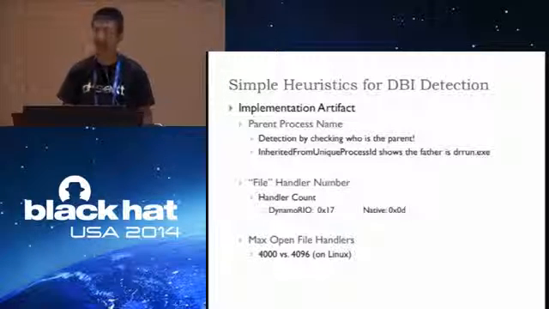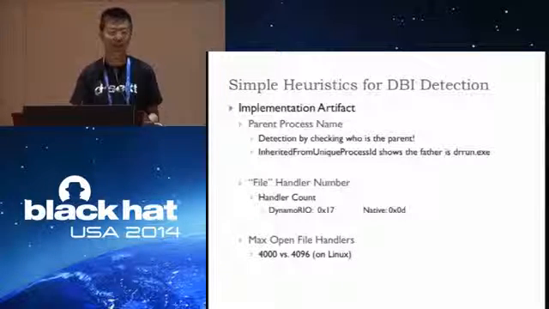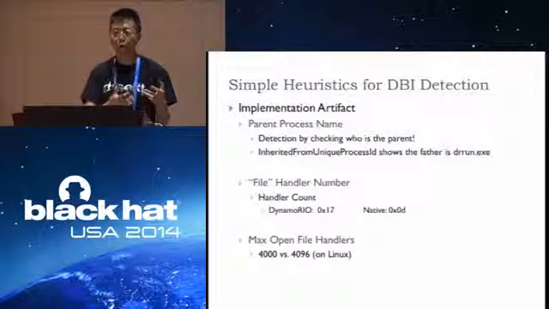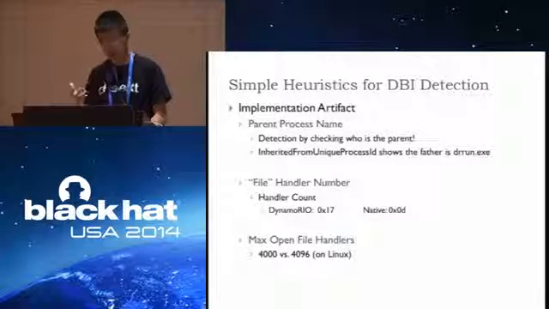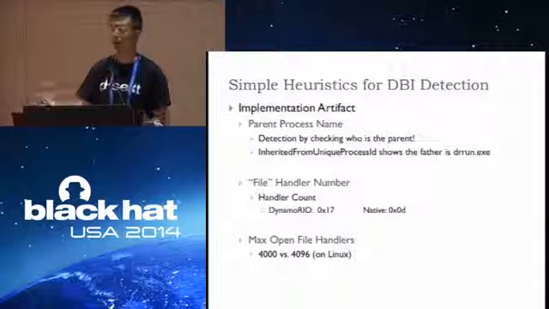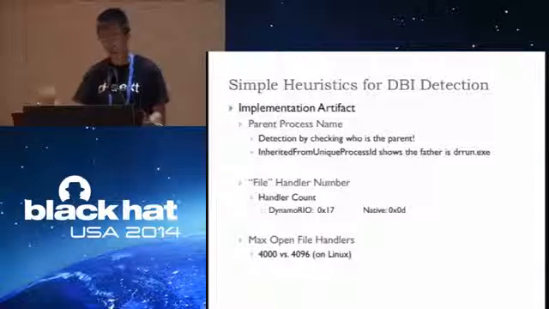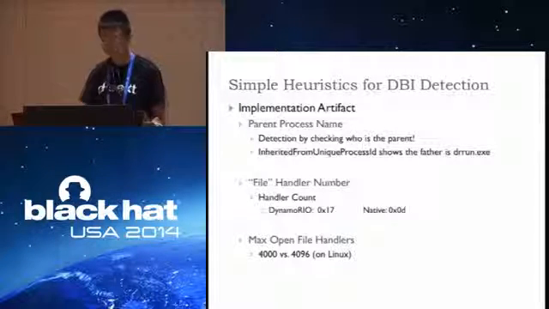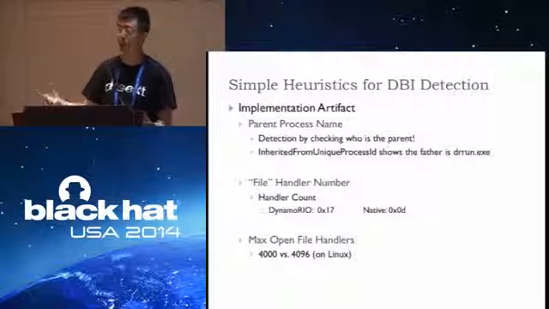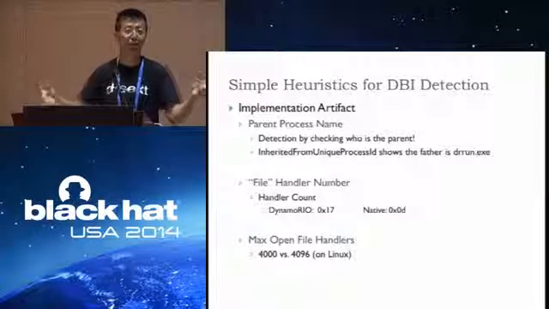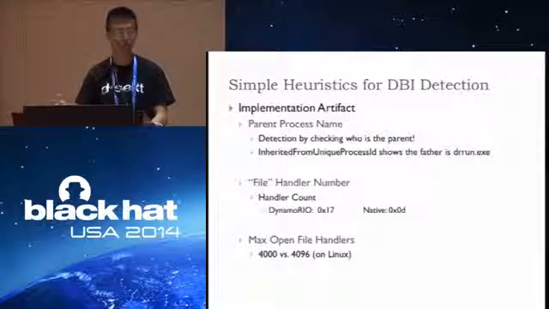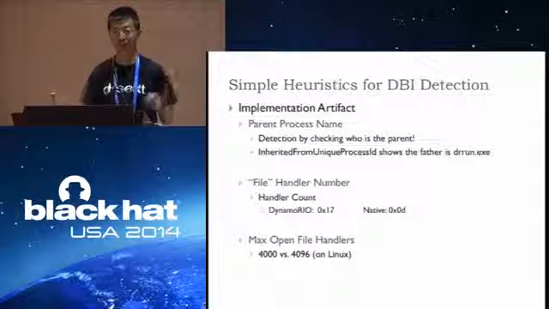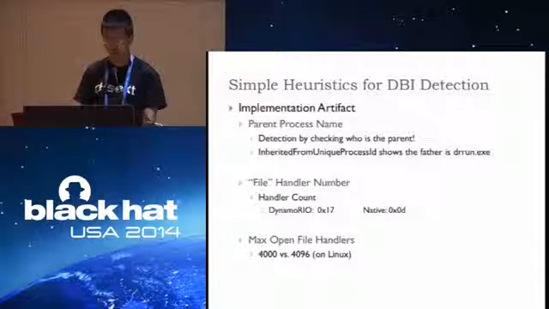That's the easy one. If you look at, for example, the first file handle you get, because DynamoRIO also has to use some resources, under DynamoRIO we got 0x17 as the first handle. If you run this program natively on the native system, you get a smaller number. Similarly, when we run a program on Linux and check the maximum number of open file handles, typically you would imagine a number like 1024, or 4096, a power of 2. Well, DynamoRIO gave a weird number like 4,000. So all those are clues.